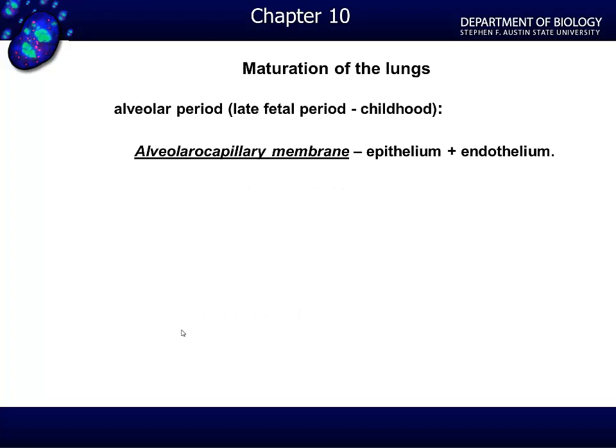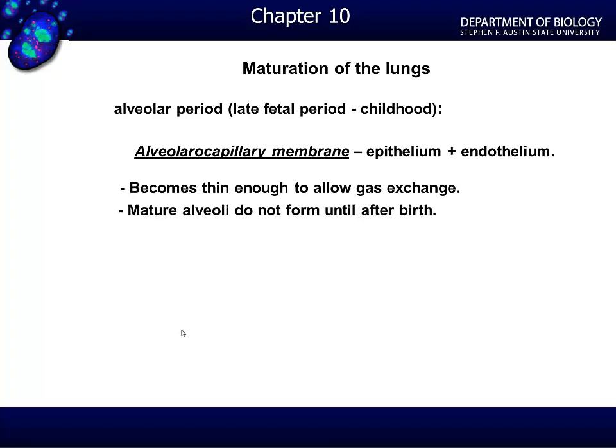Now, our last stage is the alveolar period. This is late fetal period through birth, childhood. Basically, we are refining our alveolar capillary membrane. This is our blood-air barrier, the type 1 pneumocytes, and our capillary endothelial cells. You definitely have it thin enough. Our alveoli are going to mature after birth because, remember, before birth, they're simply bathed in amniotic fluid.